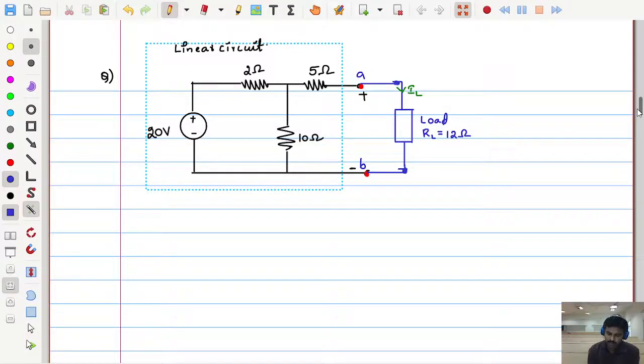Let us take one problem on this. Now try to interpret whatever we had seen previously in this way. So this black colored portion of the elements is the linear circuit. Now try to observe what this linear circuit consists of. It consists of voltage source and resistors.